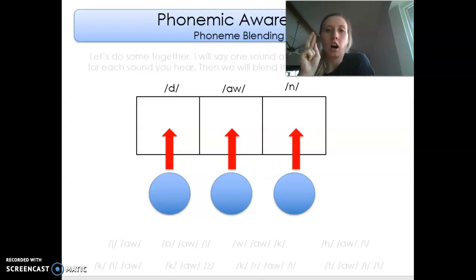B, ul, 3 sounds in ball. W, k, 3 sounds in walk. H, ul, 3 sounds in hall. K, ul, 3 sounds in claw. Z, 3 sounds in cause. K, ul, 4 sounds in crawl. F, ul, t, 4 sounds in fault.